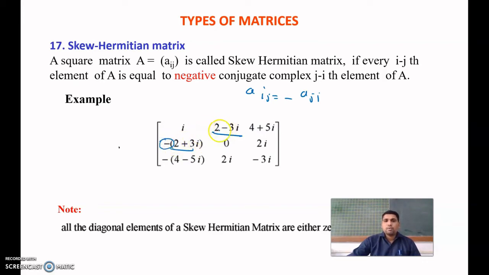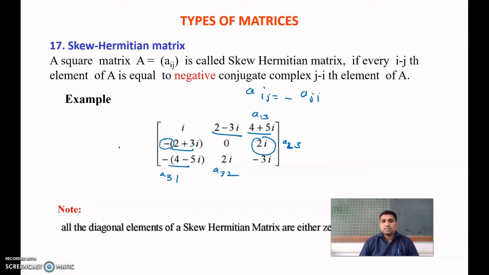Okay, so negative of complex conjugate. Similarly for A13 and A31 also. Next one, A12, sorry, A23 and A32. Okay, so if these two conditions are satisfied, then the given matrix is a skew Hermitian matrix.